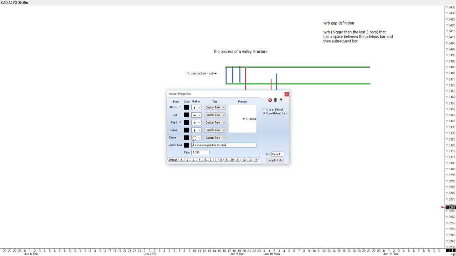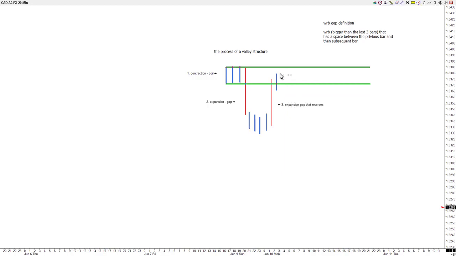Okay, and boom, we have a valley. See, it's shaped like a valley, a mountain. You just reverse the whole thing. All right, so now we understand something about the process. Remember, if it keeps going, it's not going to be a valley. So the minute it gaps, it's projecting a possible valley.